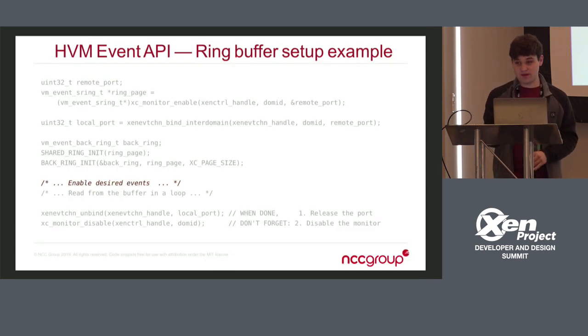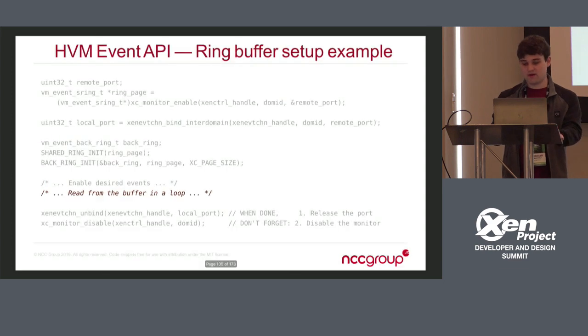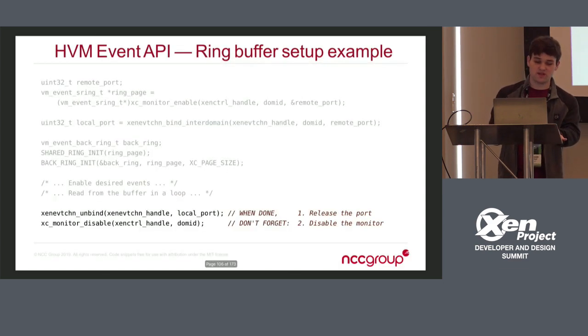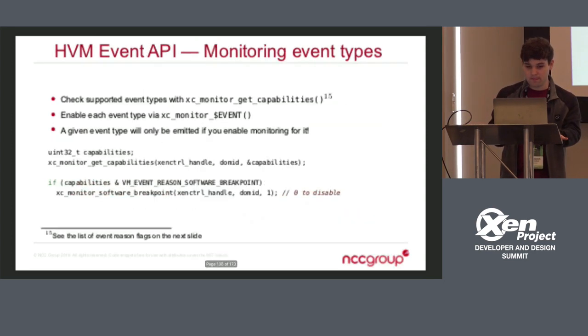Then you actually enable the events that you want to listen for, and then you read events from the buffer for however long you want, either until the guest shuts down or your debugger is shutting down, in which case you should call the function xen_evtchn_unbind, passing it the local port to close down your end of the event channel, and then call xc_monitor_disable, passing it the domain ID to shut down the monitor for that particular domain and unmap the ring page. Because if you don't do this, then other VMI clients will not be able to enable the monitor. It's only one at a time.